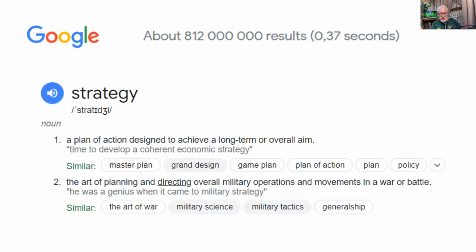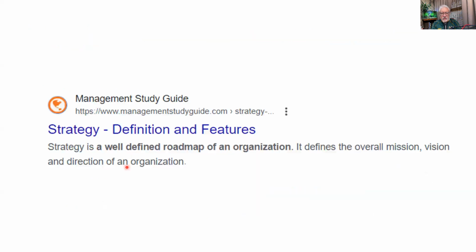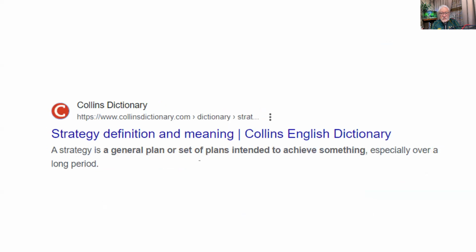Strategy is a plan of action designed to achieve a long-term or overall aim. I like it. Here's another. A well-defined roadmap of an organization, defining the overall mission and vision and direction of an organization. That's also quite a good one. And here's the Collins Dictionary. A strategy is a general plan or set of plans intended to achieve something, especially over a long period, which in the last lesson we learned was anything from 3 to 10 years.